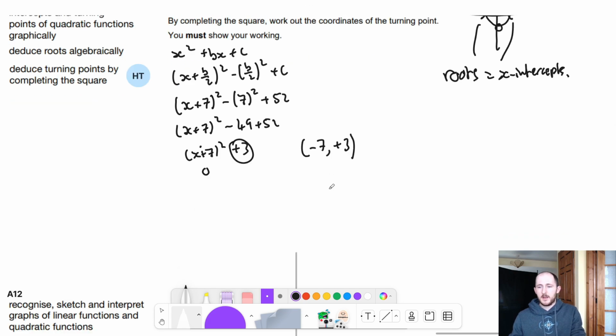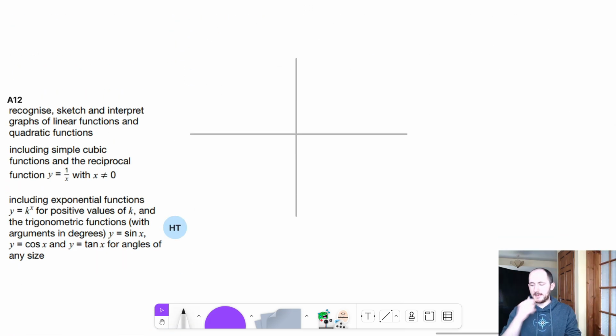Okay? Perfection. And now we get on to a bunch of recognizing, sketching, and interpreting different functions that you need to be able to do.